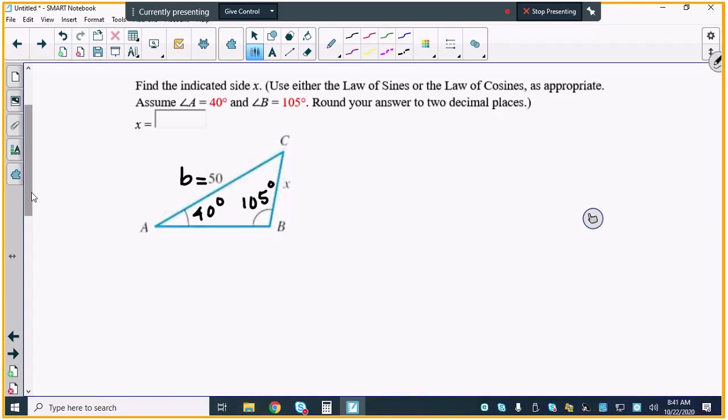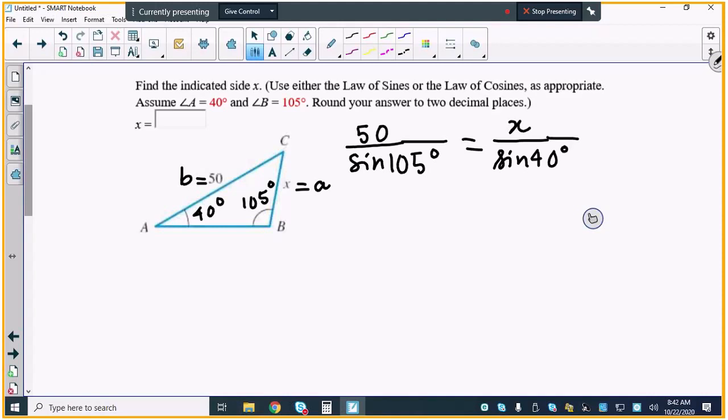Okay, and why I say that, see, you can think about the side B over sine of the angle B is equal to the side A, which is the missing side x. This is the side opposite to the angle A, over sine of 40 degrees. And then I can multiply sine of 40 degrees to both sides. So I will get x equal to 50 times sine of 40 degrees over sine of 105 degrees.